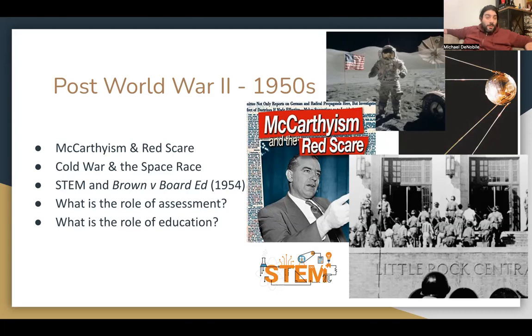a witch hunt. And if any of you have ever read the play The Crucible, even though it is about the Salem witch trials, it is a satire on McCarthyism and the Red Scare in the 1950s. We have the Cold War and the space race. And this moment in time is Sputnik in the late 1950s. It was either 57 or 58.